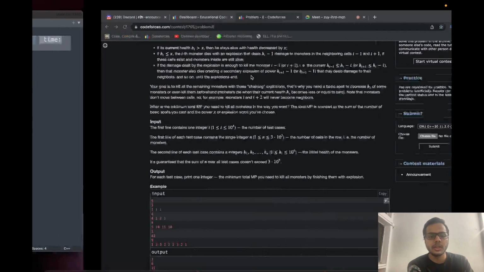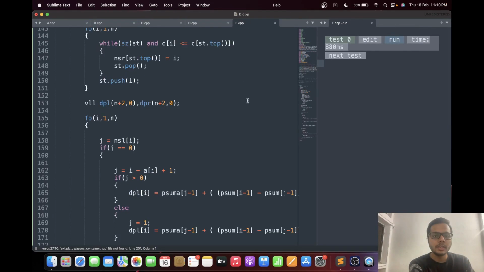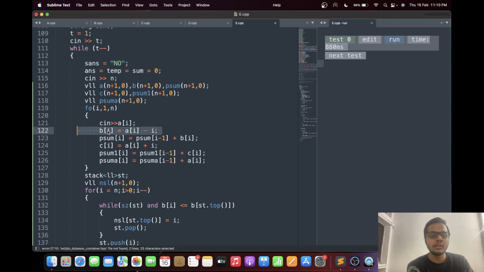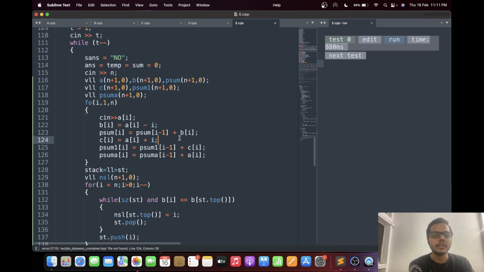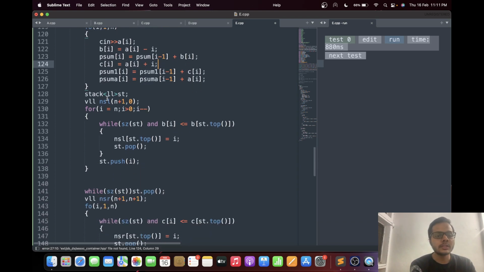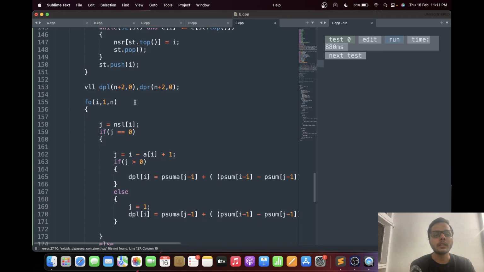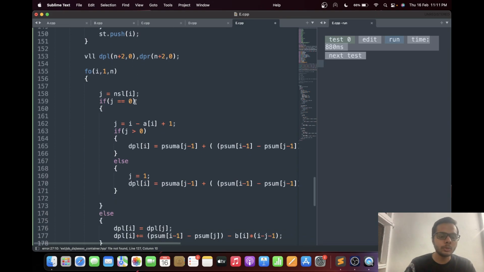Let's just have a quick look at the code. So the code again is not that clean here. So I'm calculating all these arrays. So b of I is equal to a of I minus I, c of I is equal to a of I plus I. If you try to solve it for the right half, you will notice that instead of a of I minus I, you are using a of I plus I. So again, that's just an implementation detail. So you'll use a stack and you'll find out the next smaller element for every b, and then you will calculate these dpl values. So there will be two cases.